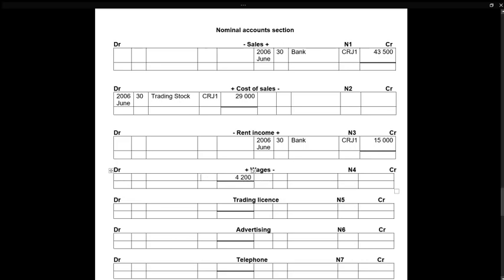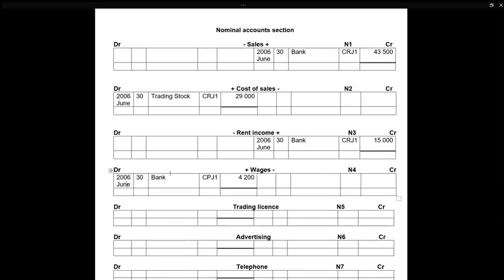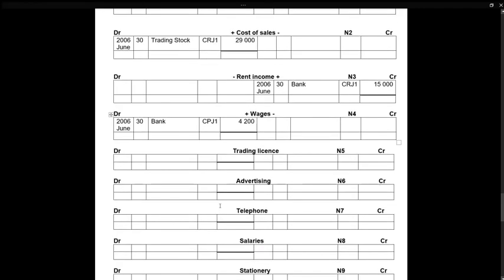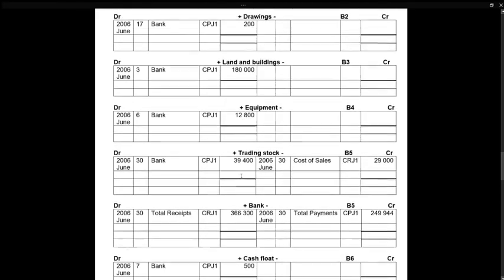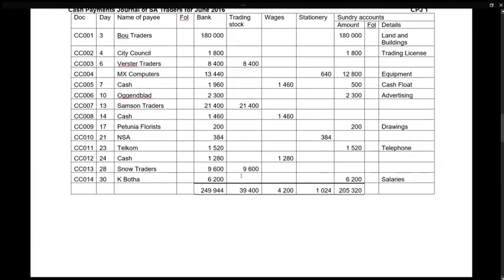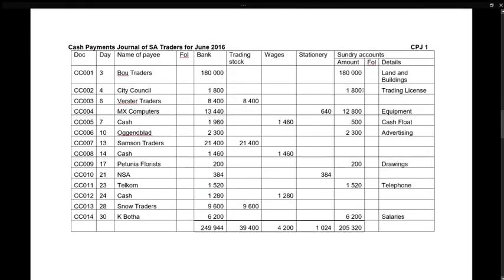Where did I get it? From my CPJ1. My details will be bank. Wages is being debited. Where will I find my credit? In my bank account. Took place on the 30th. Remember, total of a column, therefore I need to use the last day of the month to include all of the transactions that took place during the month. Next one, trading license, almost there. Trading license. Once again, this was something that I purchased or paid. Trading license 1,800. It took place on the 4th.